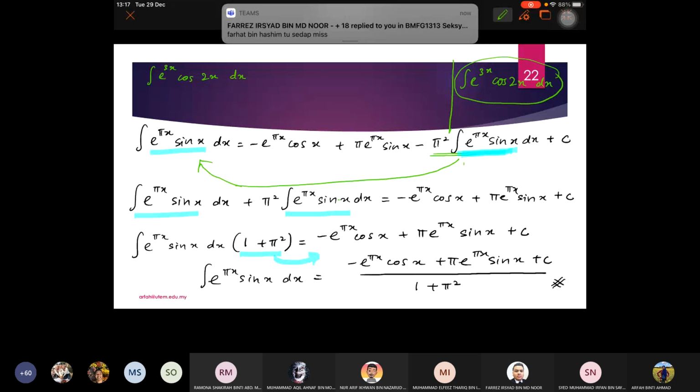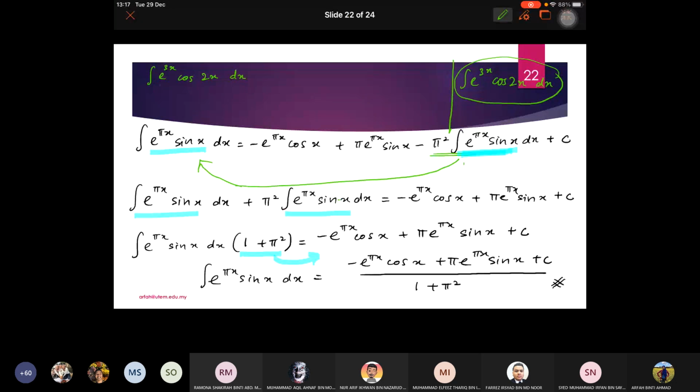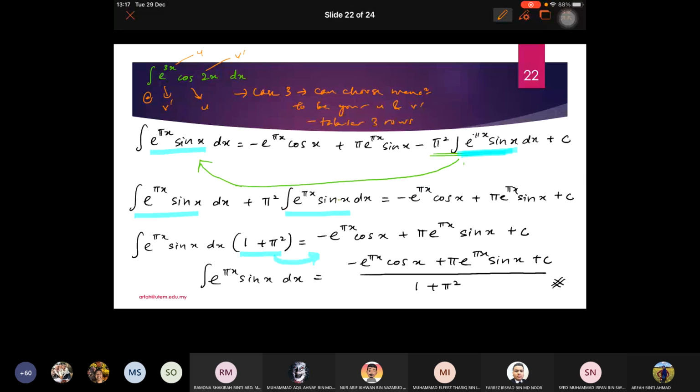Okay, try this one. Exponential 3x cos 2x. Awak boleh pilih mana-mana to become your U and your V. Okay. So let's say yang ini adalah awak punya U, yang ini adalah awak punya V prime, atau let's say this is your V prime, this is your U. Boleh pilih mana-mana. This is case 3, so can choose mana-mana to be your U and V prime. And tabular 3 rows sahaja for this case.